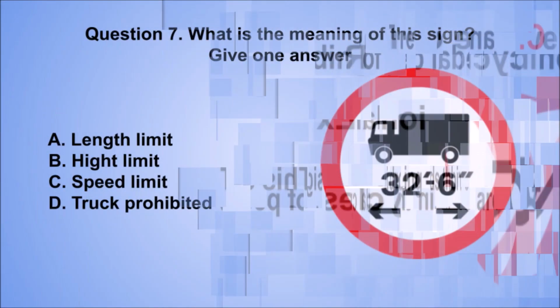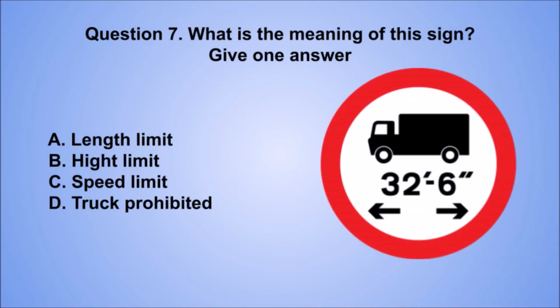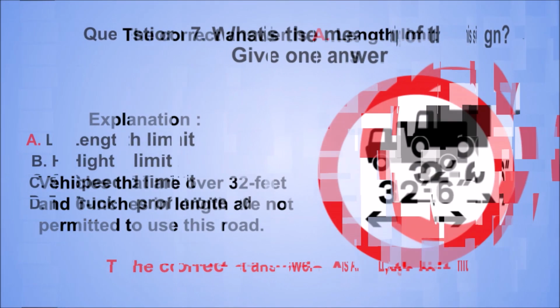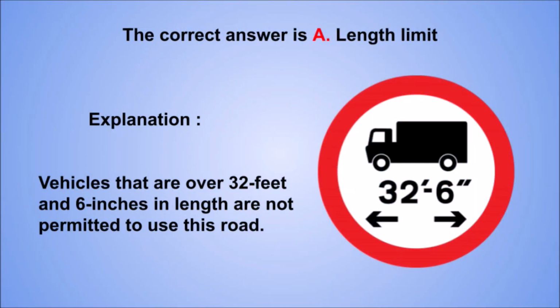Question 7. What is the meaning of this sign? Give one answer. A. Length limit. B. Height limit. C. Speed limit. D. Truck prohibited. The correct answer is A, length limit. Explanation. Vehicles that are over 32 feet and 6 inches in length are not permitted to use this road.